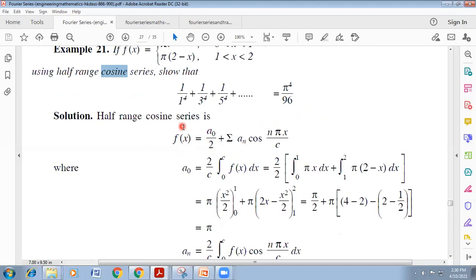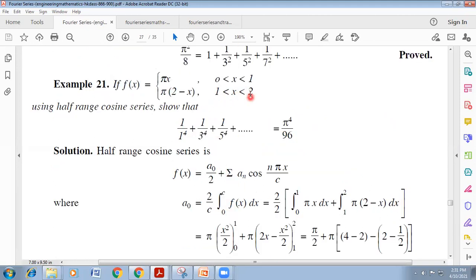Now for the half range cosine series, f of x equals a naught by 2 plus sum of an cos n pi x by c. bn will be absent. Okay, bn is the sine coefficient. This is why this will become 0. But we have to find out only the half range cosine series. Remember it. This is why we are using this Fourier series, and here bn is absent. Now a naught means the Fourier coefficient for n equals 0. You must know this formula for any arbitrary interval. But here c equals what? c equals 2.